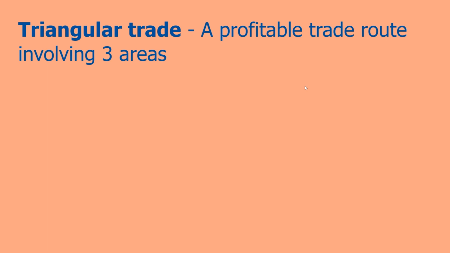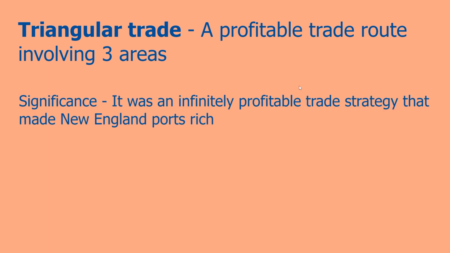Triangular trade was a profitable trade route involving 3 areas. You'll see a diagram of this at some point between Africa, the Old World, and the New World. This was an infinitely profitable trade strategy because it just kept going in a cycle, in a triangle, and it made the New England ports rich, the slave traders rich, and the Old World rich. So it just worked for everybody except, of course, the slaves.